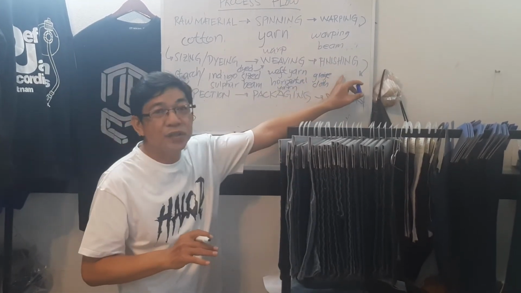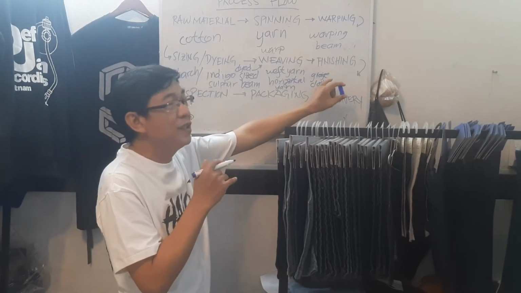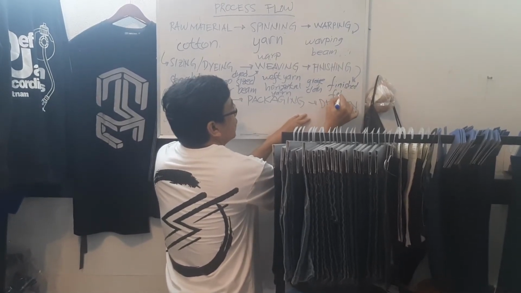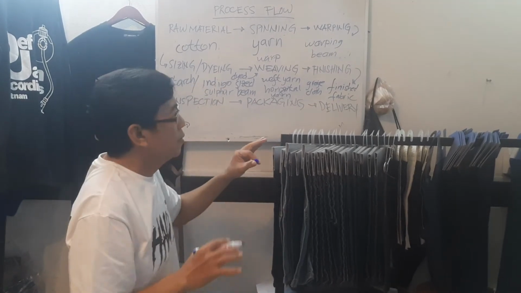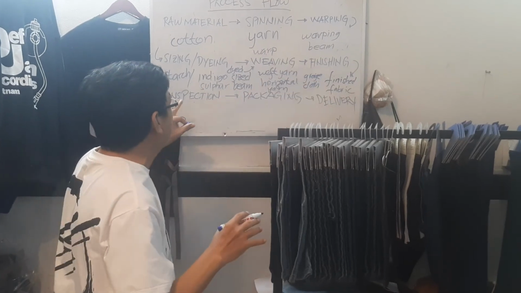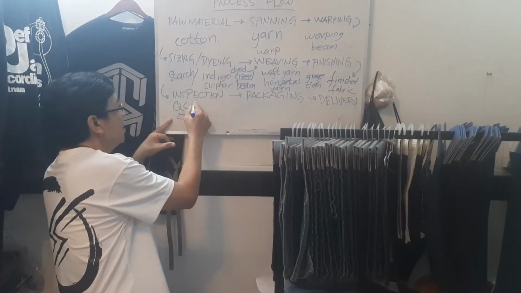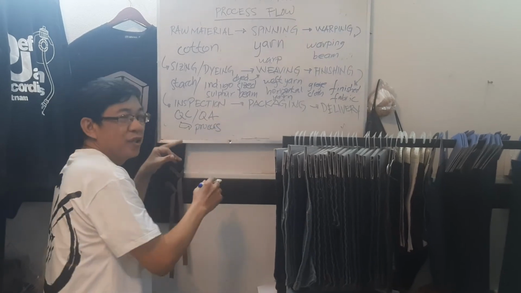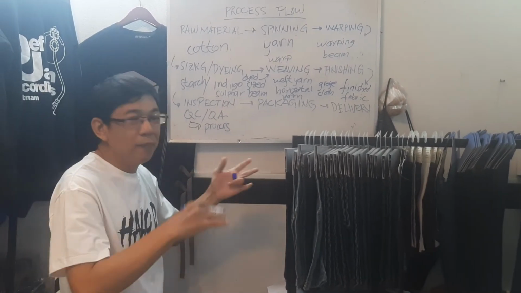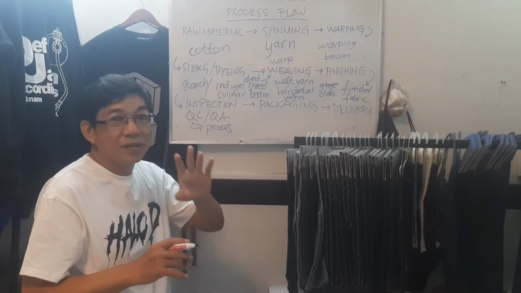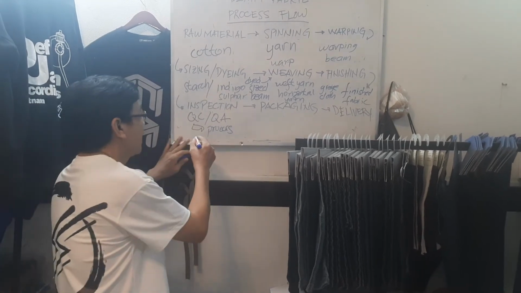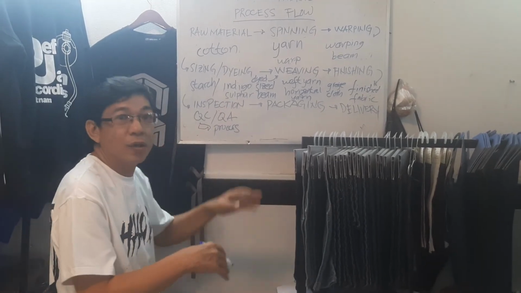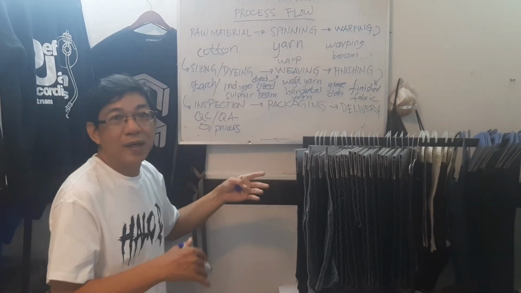So after the finishing, what is the end product of the finishing? The end product in the finishing is the finished fabric. So when you have the finished fabric, you will go to the inspection. This is where the QC and QA process happens. They will check the fabric roll by roll according to the 4-point American system, American standard. So this is the classification. They will classify the fabric whether it's class A, class B, according to the 4-point American standard.